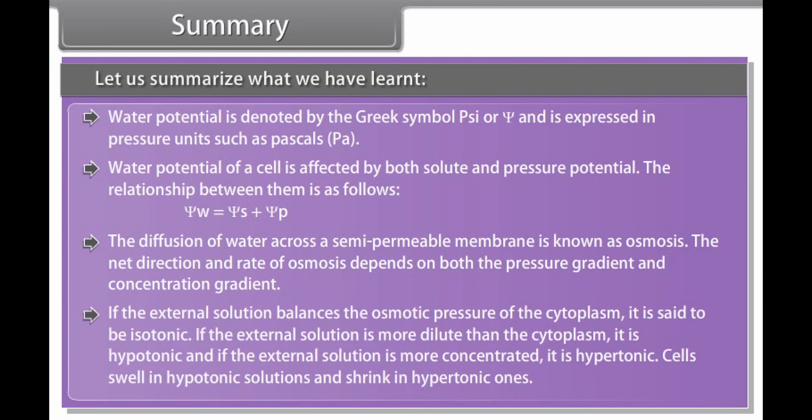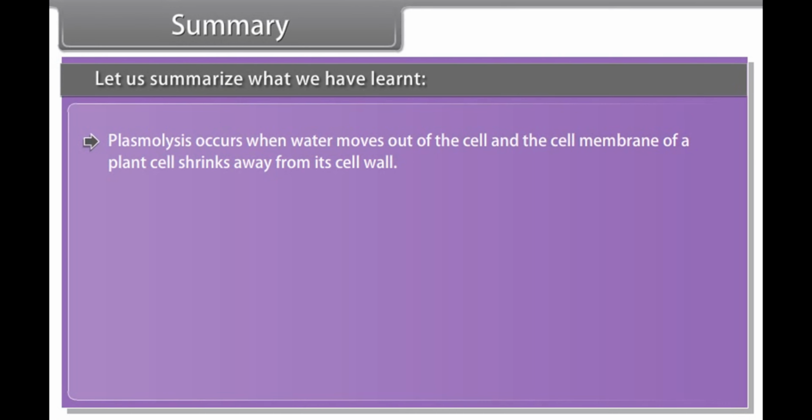If the external solution balances the osmotic pressure of the cytoplasm, it is said to be isotonic. If the external solution is more dilute than the cytoplasm, it is hypotonic. And if the external solution is more concentrated, it is hypertonic. Cells swell in hypotonic solutions and shrink in hypertonic ones. Plasmolysis occurs when water moves out of the cell and the cell membrane of a plant cell shrinks away from its cell wall.